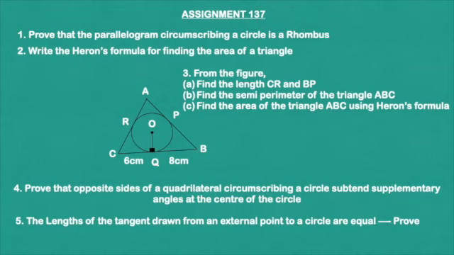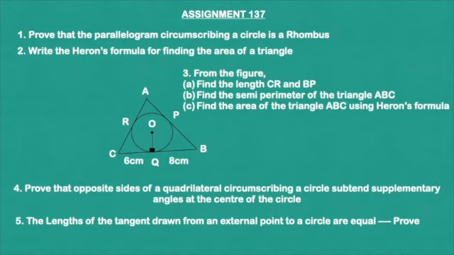Third question. See the diagram. It is a diagram given in the textbook. I solved this problem, but I split the problem into a number of smaller problems. Third one. From the figure, find the length of CR and BP. B part, second problem of the third problem. Find the semi-perimeter of the triangle ABC.